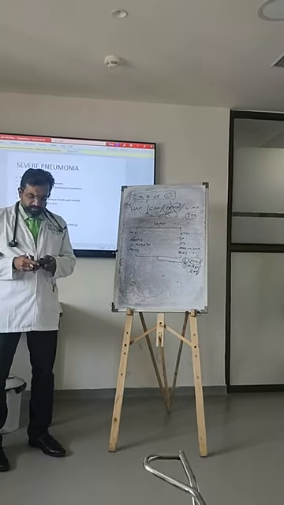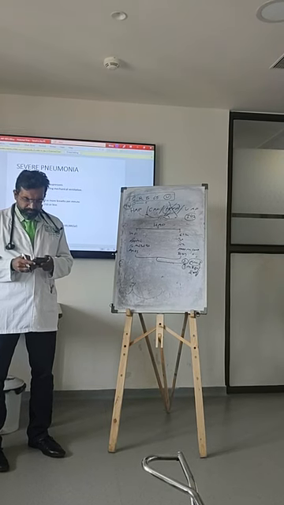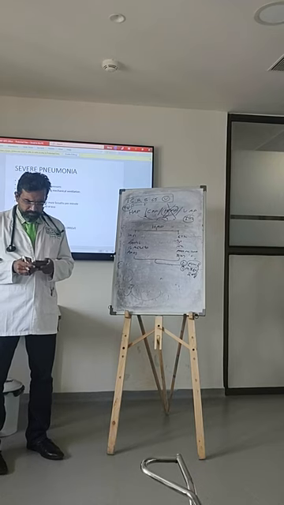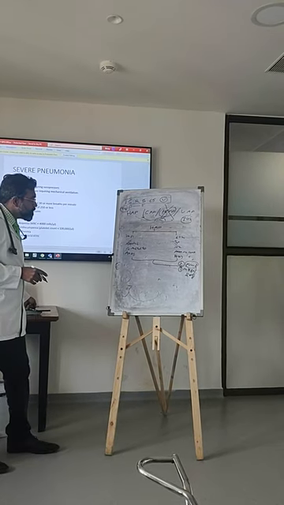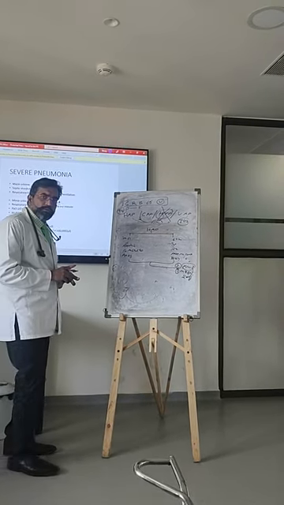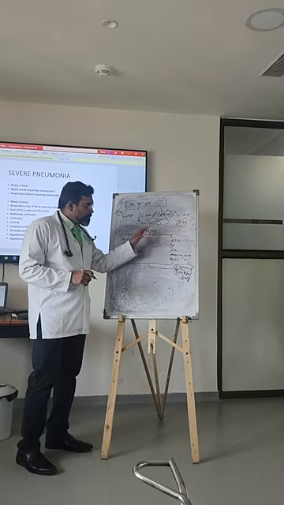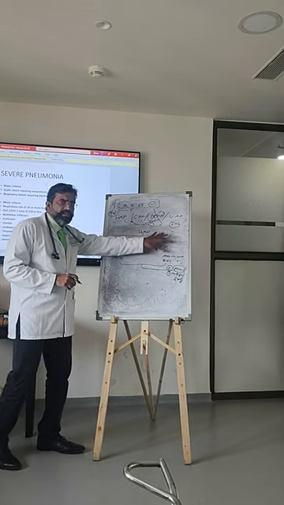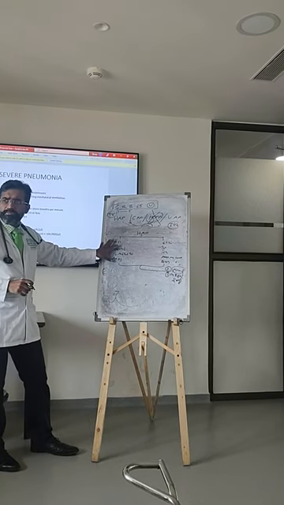Any queries now? You've understood this? Can you repeat again the last part? Again, I'll go back. Hospital-acquired pneumonia are of two types. One is with an endotracheal tube and the other is without an endotracheal tube. We started by talking about this, isn't it?